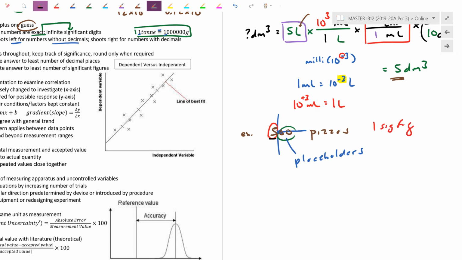What if I wrote the exact same number as 500.0? In this case, the arrow rule shoots to the right because it has a decimal. The arrow cuts to the right and gets stopped by the 5 very shortly. Everything left over is important. So I have 4 units of meaning. This one suddenly has 4 sig figs.